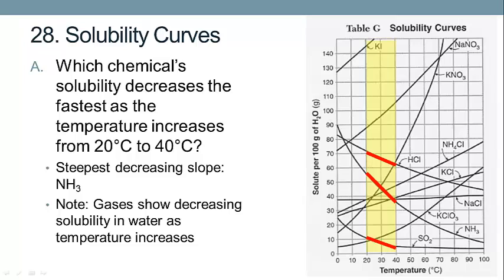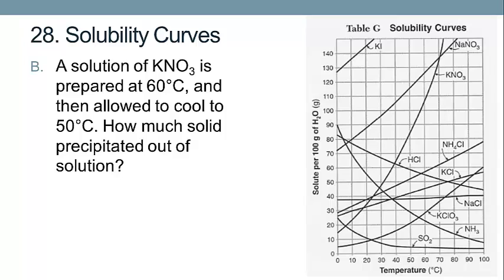Just note that all of the gases are showing decreasing solubility in water as temperature increases. A solution of potassium nitrate is prepared at 60 degrees Celsius and allowed to cool to 50 degrees Celsius. How much solid will precipitate out of solution?